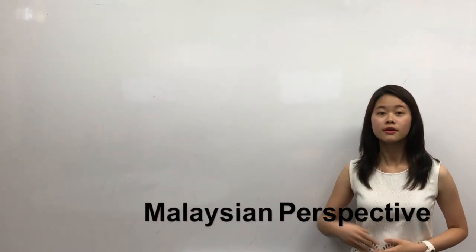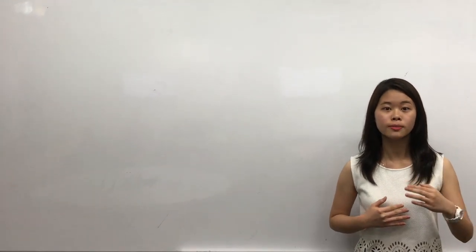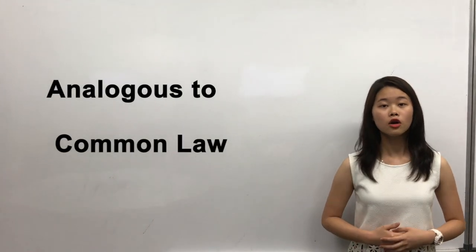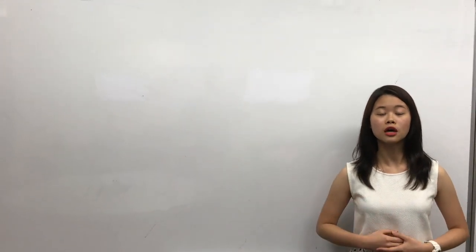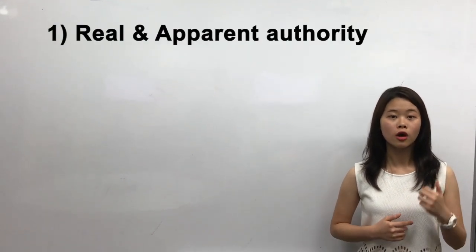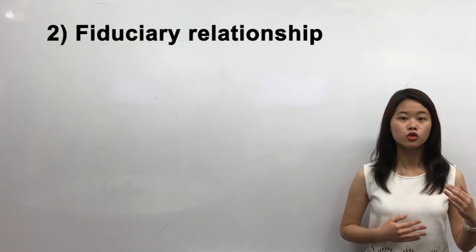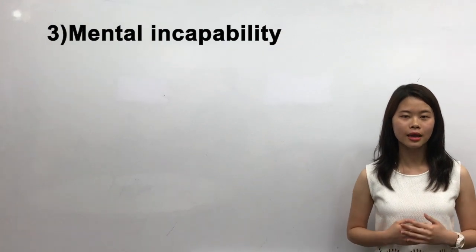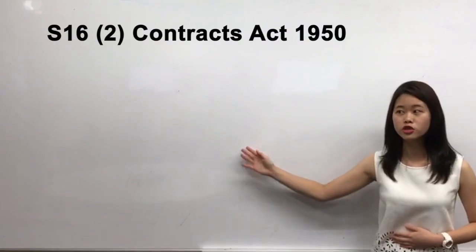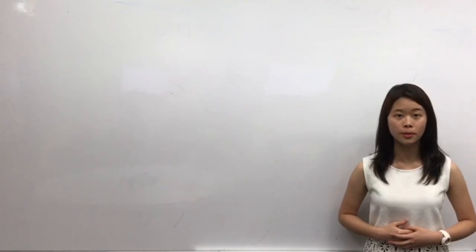From the Malaysian perspective, Section 16, Subsection 2 of the Contracts Act 1950 refers to presumed undue influence, since it is analogous to common law. According to this provision, three categories of relationship are defined. First, a person with real and apparent authority over another; then a fiduciary relationship; and those who are mentally incapable of forming contracts. Moreover, the requirements to fulfill this provision are much more similar to the elements needed to establish presumed undue influence in common law.